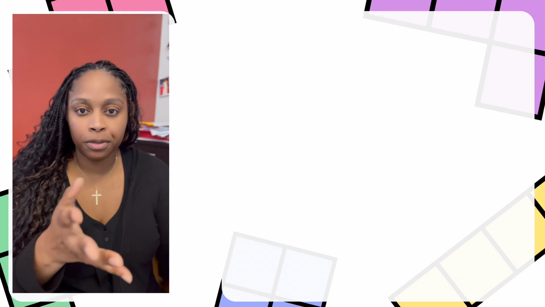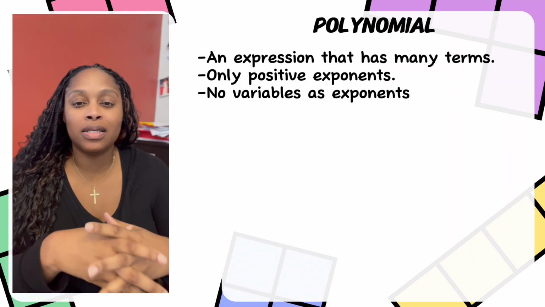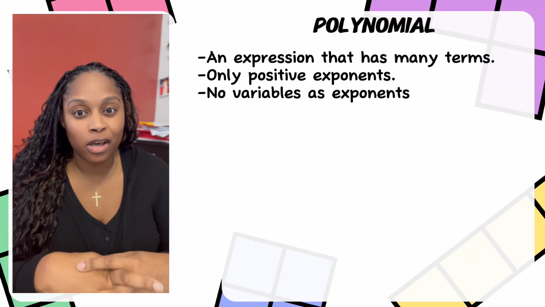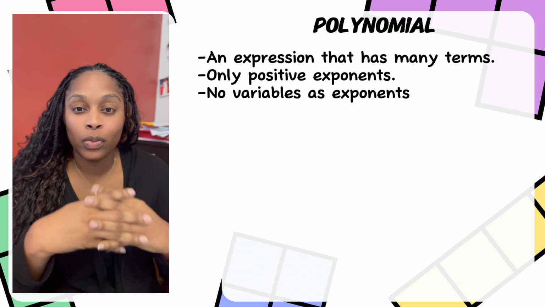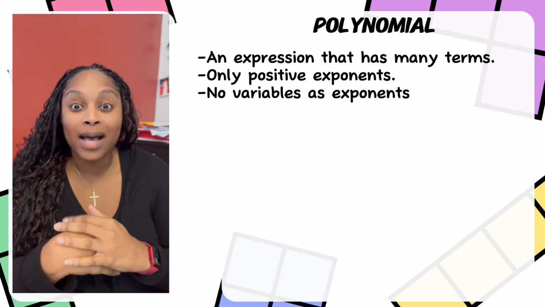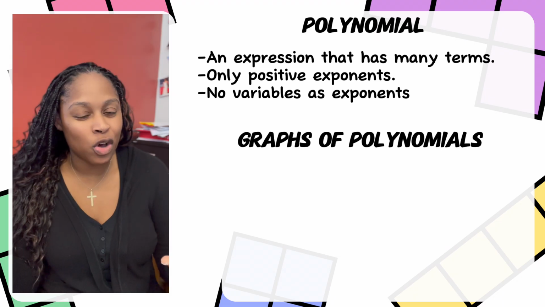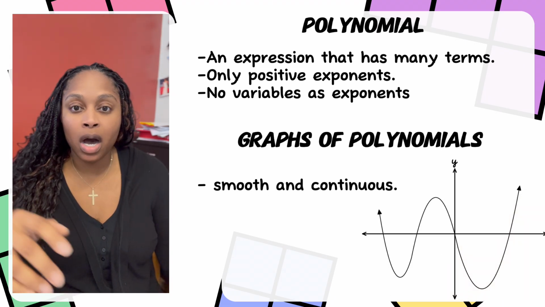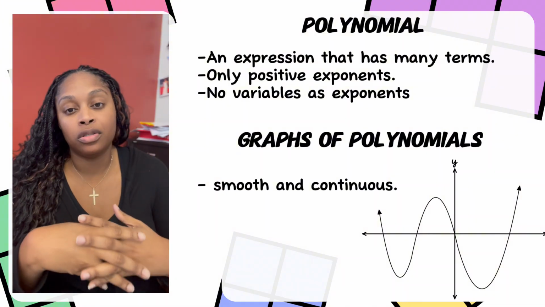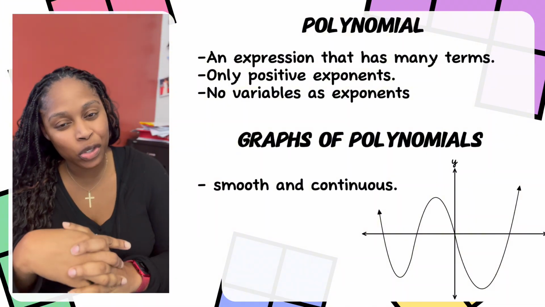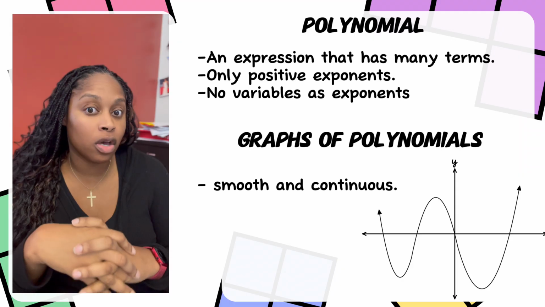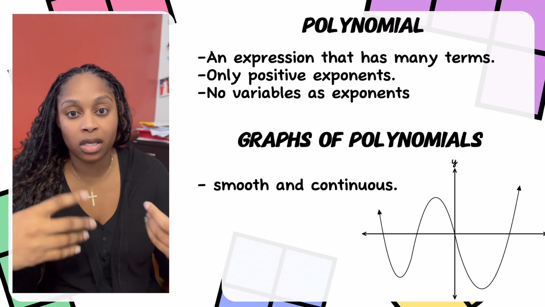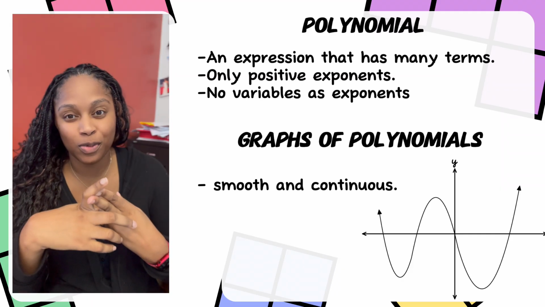Okay, so let's start. We know a polynomial is just an expression that has many terms. The exponents for the x values must be positive, and we cannot have any variables as exponents. The graphs of polynomials are going to be smooth and continuous. So this is an example of a polynomial function. Notice that it's smooth and continuous. Even though we don't know the equation, we know that this graph represents a polynomial because of the characteristics, it being smooth and continuous.